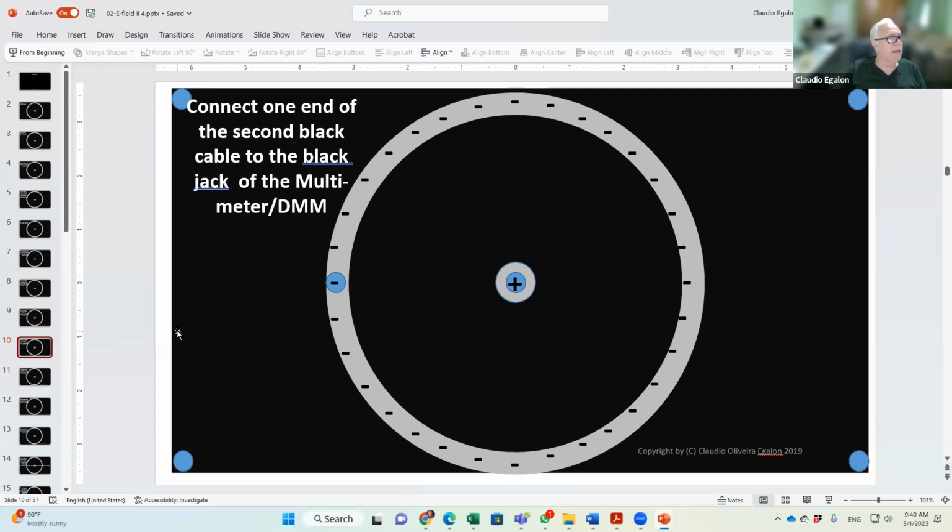Connect one end, and now we connect the battery. This electrode is charged right now. In this very moment, we have an electric field coming out from the center of the paper, going towards the negative ring of this electrode.